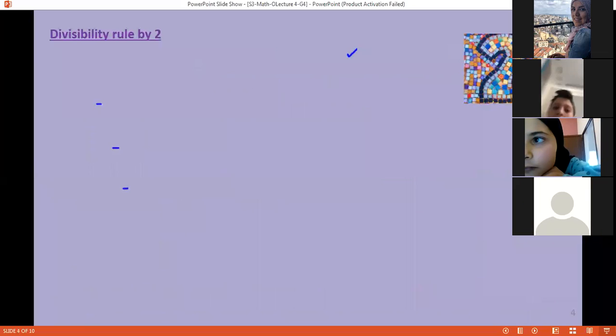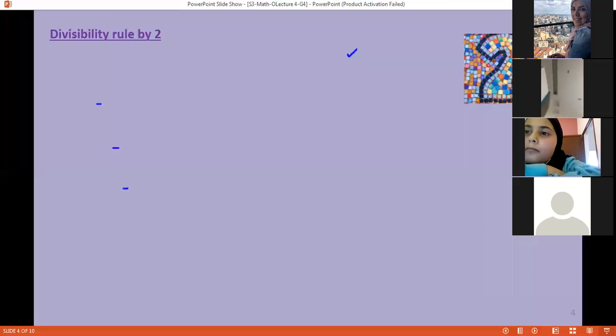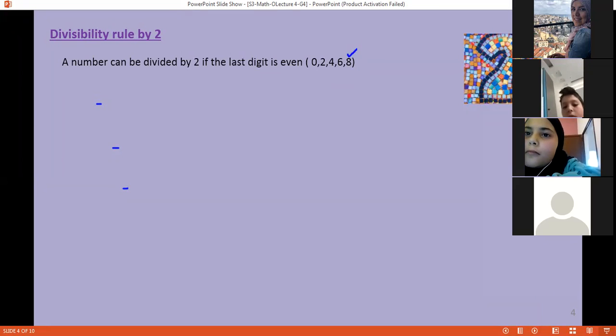So let us start first with the divisibility rule of 2. How can you know that a number is divisible by 2 without dividing or drawing circles and trying to make them in groups? The trick is very easy. It says that any number is divisible by 2 if the last digit of the number is 0, 2, 4, 6, or 8. Let me show you something.